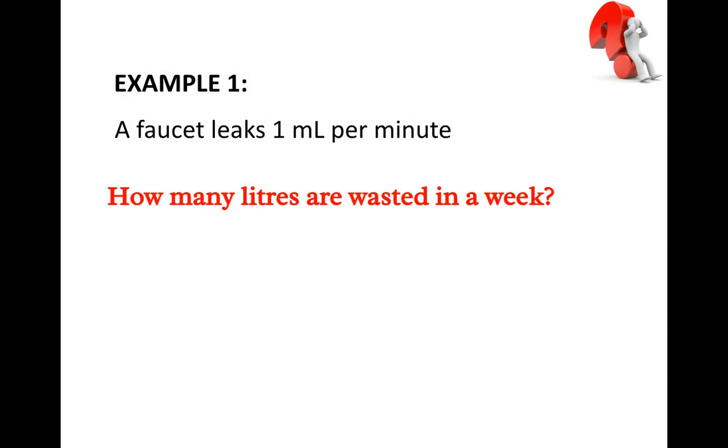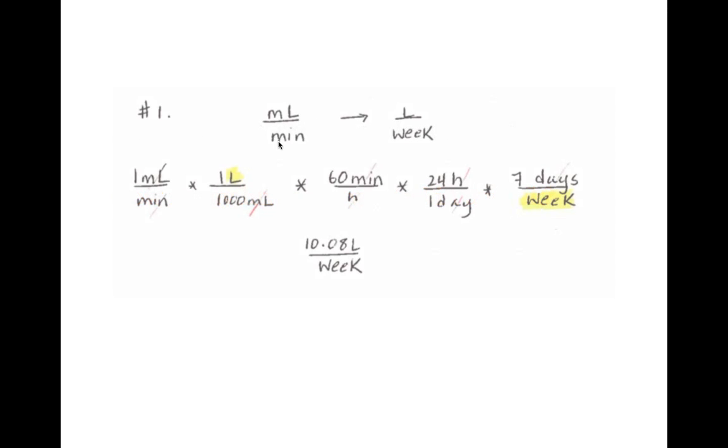A faucet leaks 1 milliliter per minute. So that's 1 milliliter divided by 1 minute. Now, how many liters are wasted in a week? So if you think about what you're doing, you're taking milliliters per minute and you're changing it into liters per week. So watch what we do.